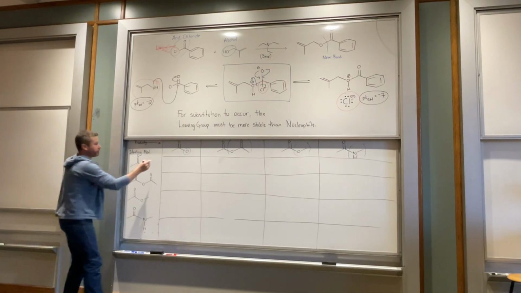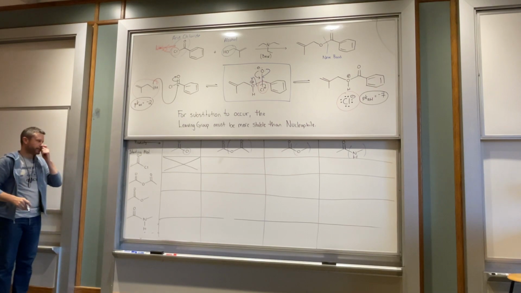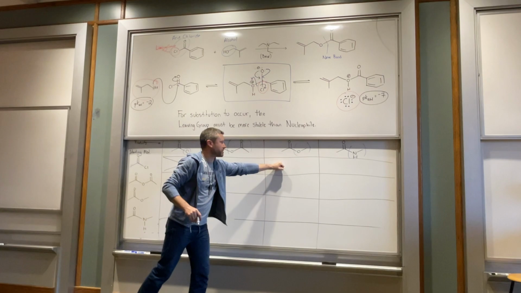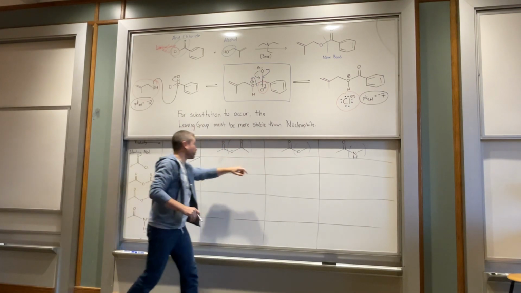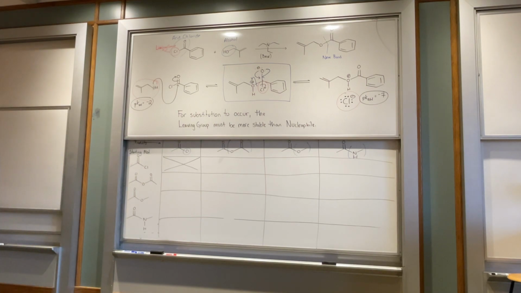Obviously we're not going to try to make an acid chloride from an acid chloride. That would be stupid and waste reagents. So let's look first at the reaction that we just went over. If we want to make a methyl ester from an acid chloride, what reagents are we going to add?